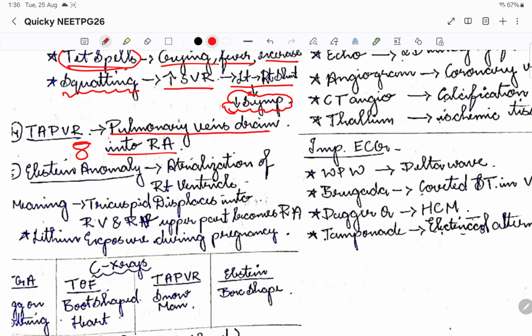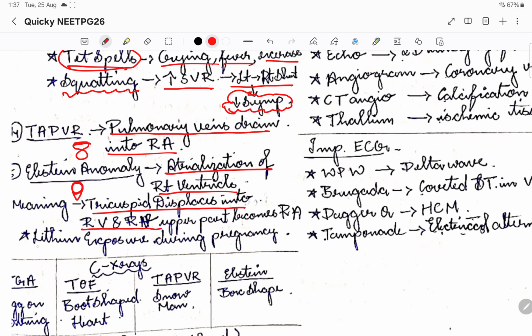Okay, so now coming to another one, Epstein's anomaly. Here there is atrialization of the right ventricle, meaning the right ventricle will almost become like a right atrium. Because of the increase in right atrial size, it becomes atrialization of the right ventricle, because the tricuspid displaces into the right ventricle. This is how the pathogenesis happens.